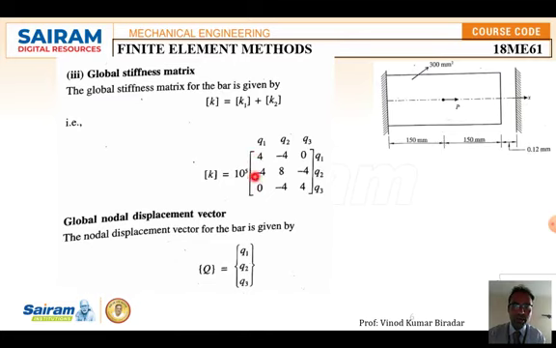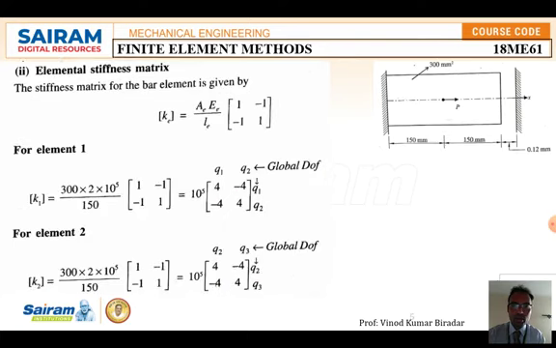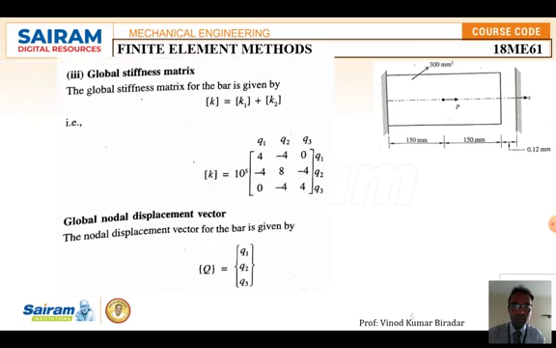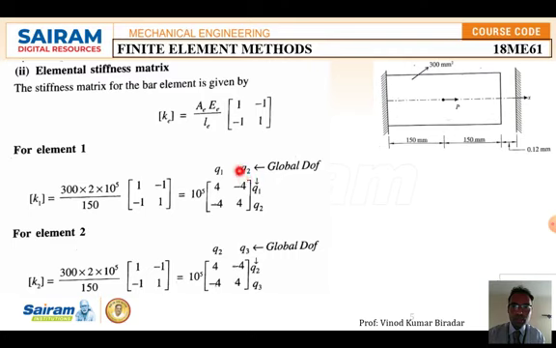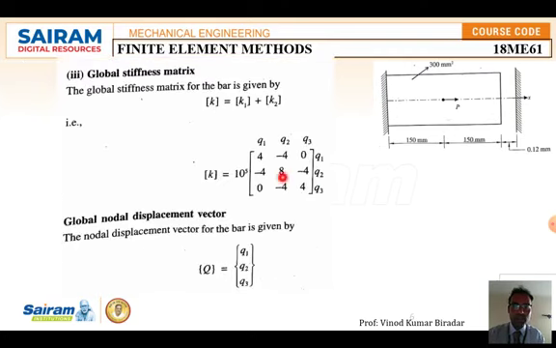How did you get minus 4 here? Minus 4 is situated at 1 and 2, so check 1,2 in both: it is there in one, not in the other, so minus 4 plus 0 is equal to minus 4. Then 8 is at position 2,2. Check 2,2 in both: 4 plus 4 is equal to 8. Like that you have to calculate the global stiffness matrix.